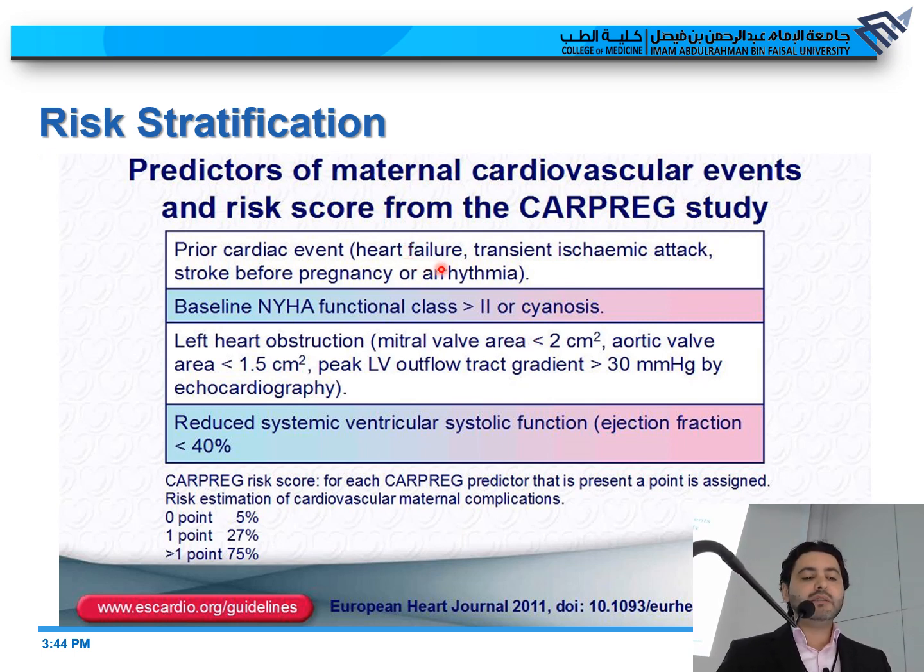So just to go quickly. Prior cardiac event, heart failure, TIA, or stroke before the pregnancy is 1 point. Baseline New York Heart Association functional class more than 2, or cyanosis, another point. Left heart obstruction, i.e. mitral valve stenosis, aortic valve stenosis, or hypertrophic obstructive cardiomyopathy with significant gradient, is another point. So any one of them. And last but not least is reduced systemic systolic function, ejection fraction less than 40%.